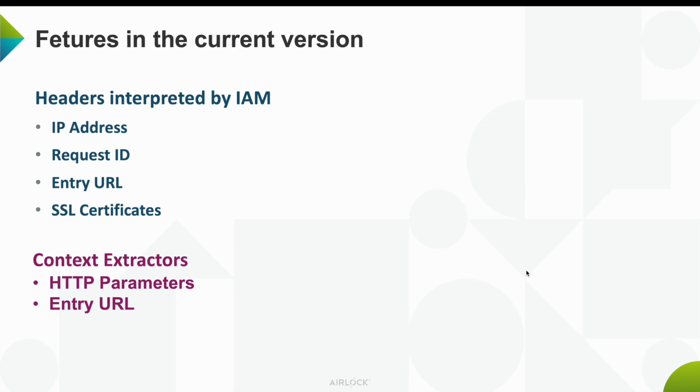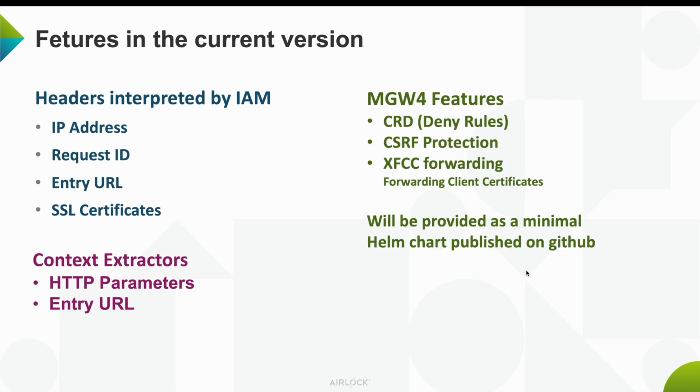To add the security aspects, we're also going to add Microgateway 4 features. And one of them is CRDs. Now, CRDs are basically the equivalent of deny rules in Microgateway or Envoy technology. We're adding CSRF protections, so cross-site request forgery. And for client certificates, we're implementing FCC forwarding.